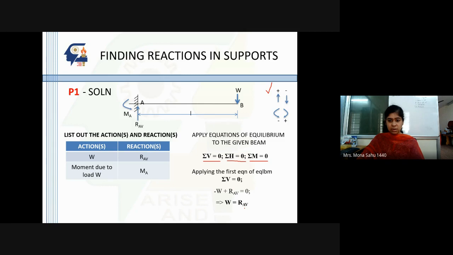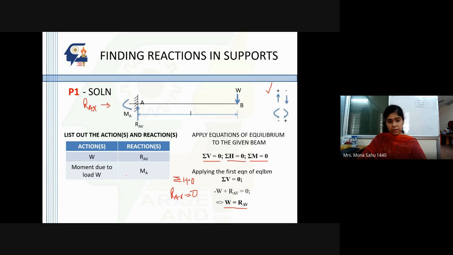So what is the value of RAV? It will be W. That is the reaction force. Got it? And what about sigma H equal to 0? I also wrote another force, right? They have named it RAX, so I'm going to name it RAX. That's the only horizontal force that you see. So RAX is equal to 0. That's why they are not showing it here at all. I hope you guys are clear.